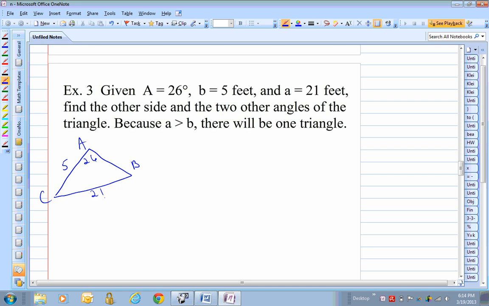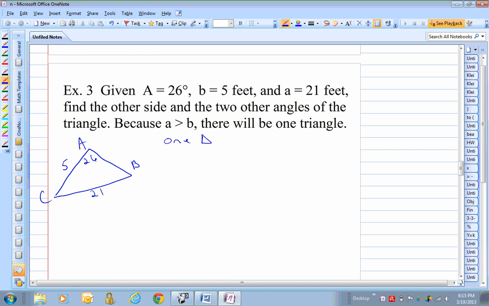Remember what I just said. I just said that if the opposite side from the angle, which would be 21, is less than the adjacent side, which it is not, it is greater than the adjacent side, then there would be a special case. But because A is actually greater than B, there's only going to be one triangle. So in this case, there should be one triangle.